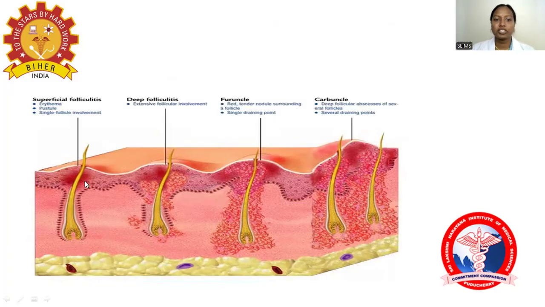So, this is a picture which depicts the level of infection. Like in superficial folliculitis, the infection is here. In deeper folliculitis, you can see the inflammatory lesion extending beyond the level of the ostium. Again, in furuncle, it is a red tender nodule, so numerous inflammatory lesions are there. Carbuncle means multiple furuncles join together to form a carbuncle. See, here two follicles are involved and multiple inflammatory lesions are also there.